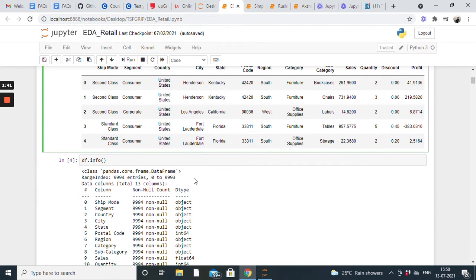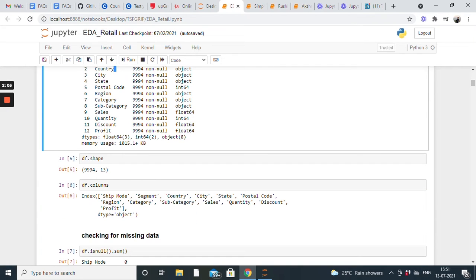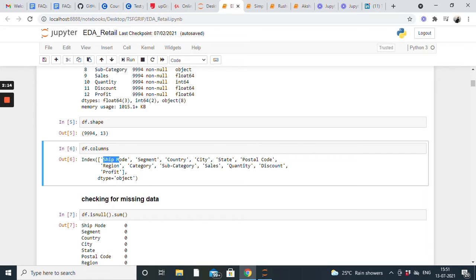We can first check the info. We'll go with df.info, and it is showing there are 9,994 entries and 13 columns. Here are the column names and the data types. It's an object, that is a string, for segment, country, city, state, postal code, region, category, and so on. We can go with the shape: we have 9,994 rows and 13 columns. We can go with the column names here, df.columns: ship mode, segment, country, city, state, postal code, and so on.